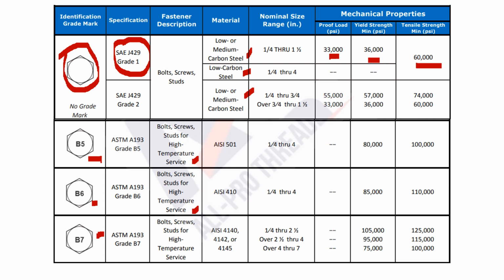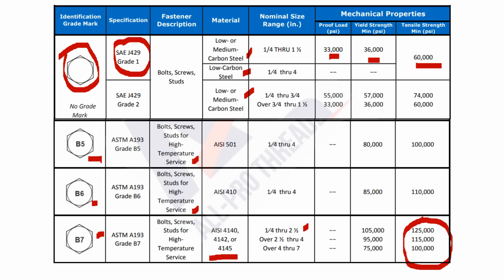But when you come to B8, B8 is completely stainless steel, non-corrosive. B8 means non-corrosive. So B7 is AISI 4140, 4142 or 4145. It is from 1/4 inch to 2-1/2 inch. And the tensile strength is 125 ksi.